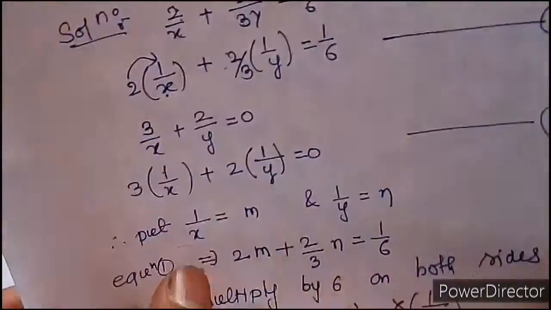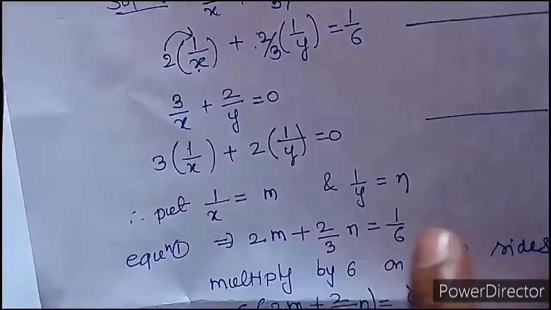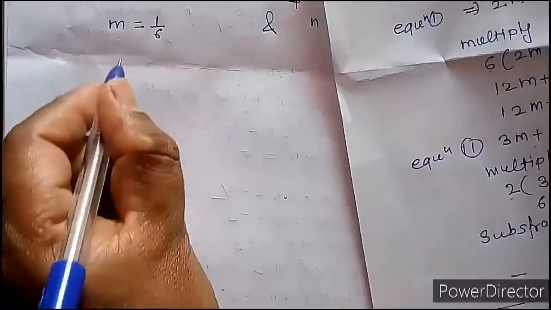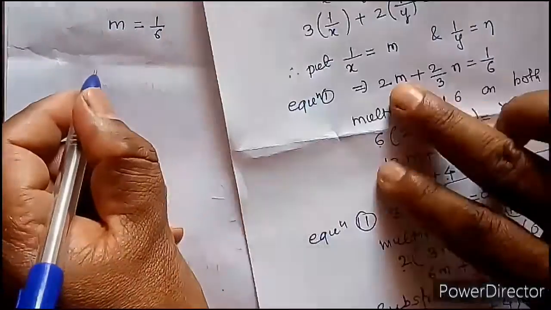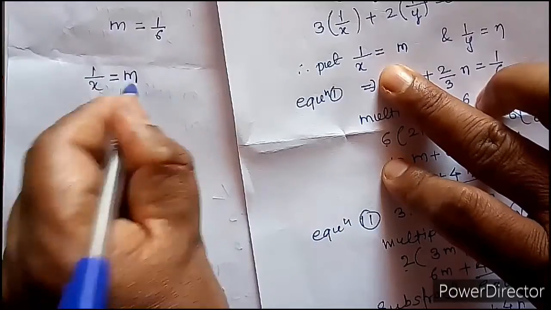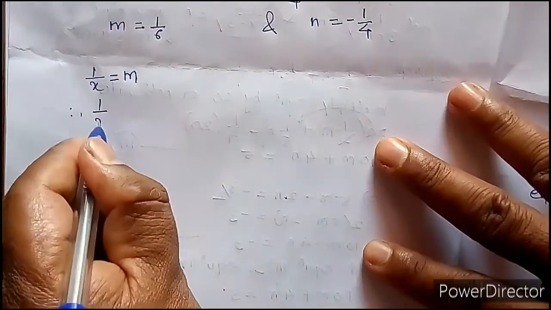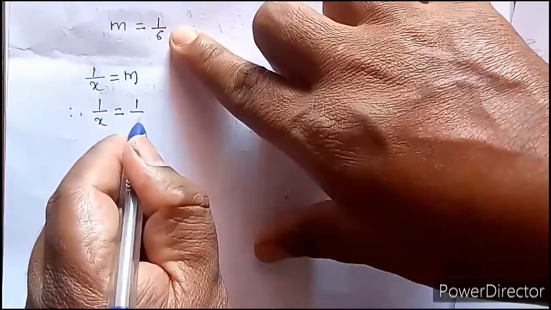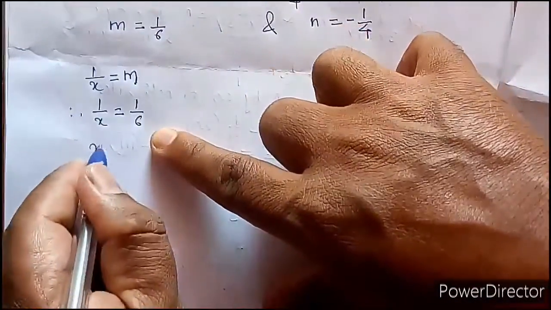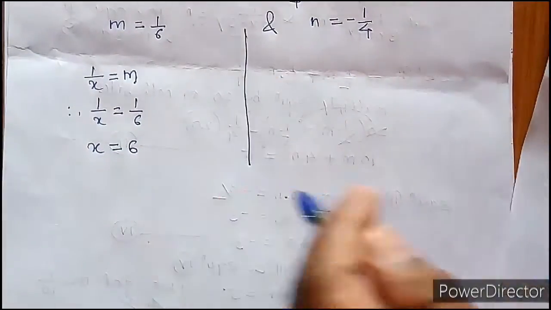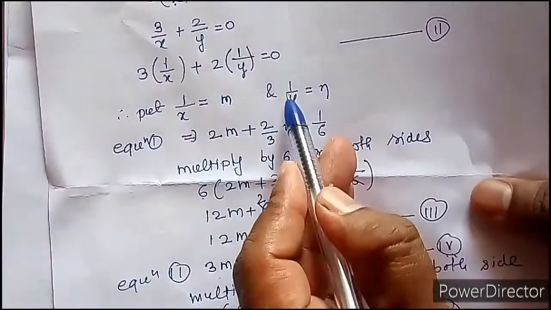Now we put the values of 1 by x equals to m here and 1 by y equals to n here. Write down here the value of 1 by x, that is 1 by x equals to m we put earlier. Therefore 1 by x will be equals to m, but the value of m is 1 by 6. Then write down here 1 by 6. On making inverse, the value of x we get is 6.